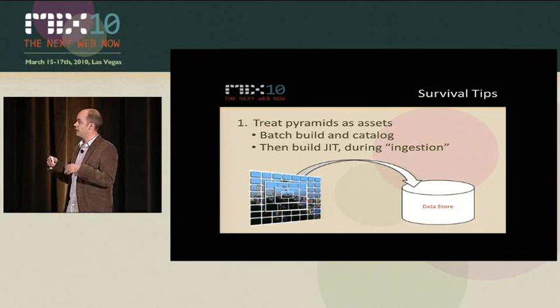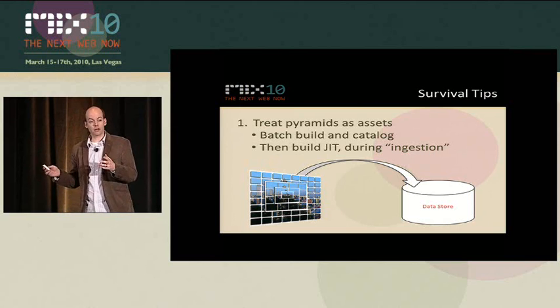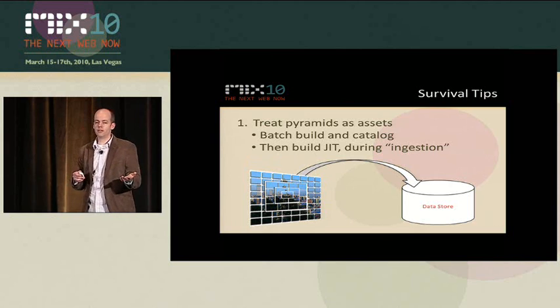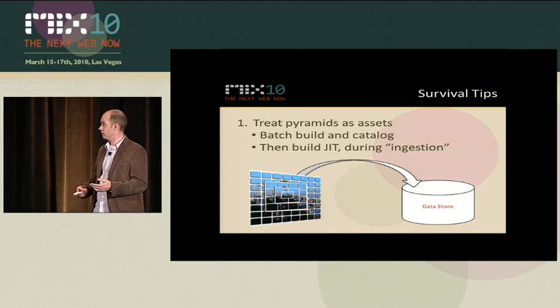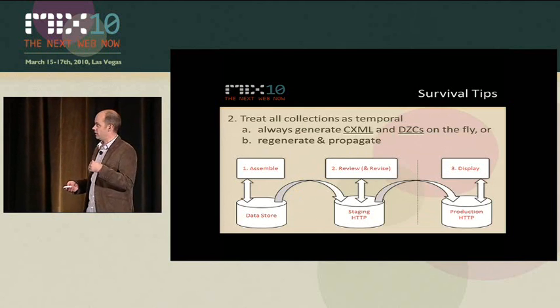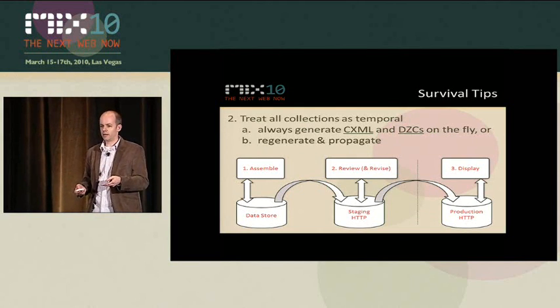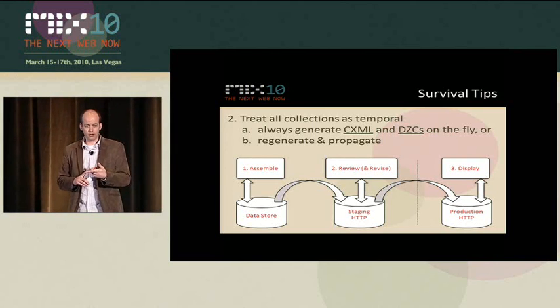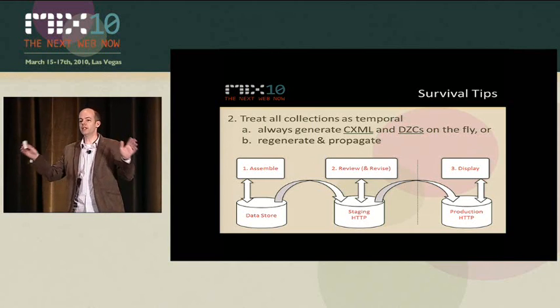And then as you bring new things into your system, just go ahead and make a step in your ingestion process or your check-in process, however you do it, to create a pyramid as that new image comes into the system, and then it's ready for use. And that really comes into play because the second tip is really about two ways of generating collections. The first one is you can actually generate the CXML, which is the metadata, and the deep zoom collection, assuming you've taken care of number one, completely on the fly.